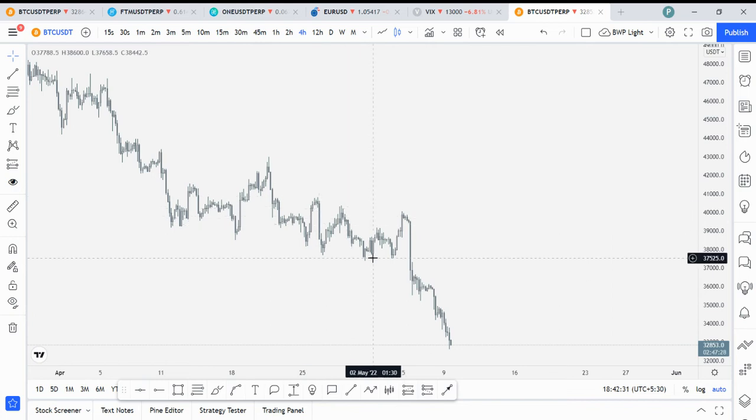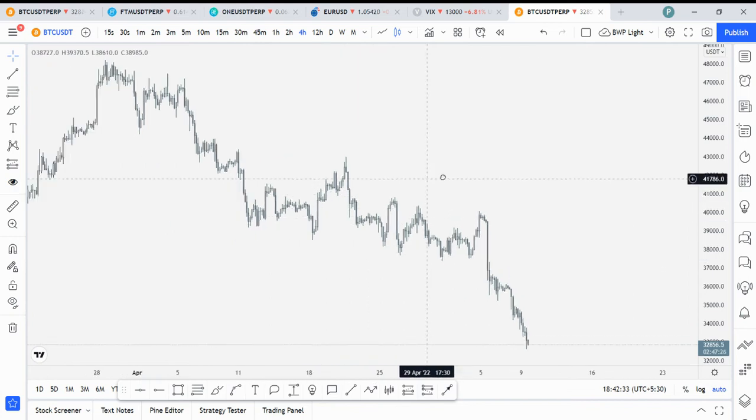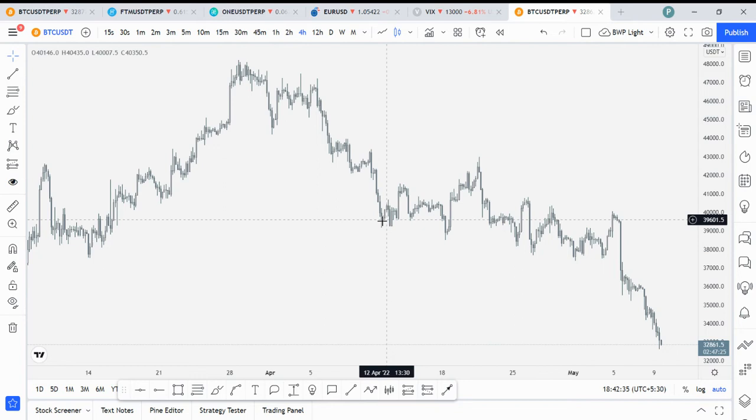Let me give an example. If I want to buy at this level, at 39,000, and at the point of placing my order, either at market price or as a limit order, my order gets filled immediately, it means that there is enough liquidity at this level that I'm buying.